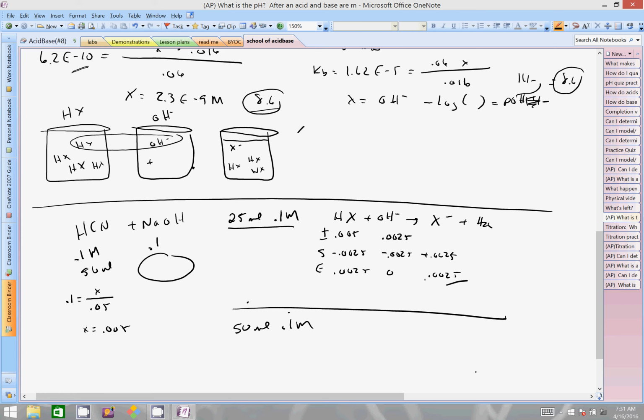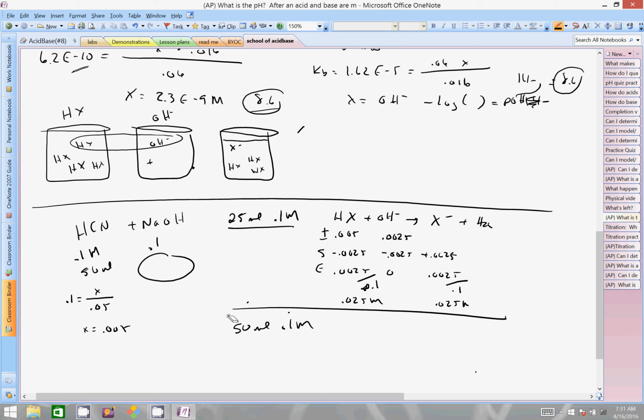This is 0.0025. Divide by the new volume. You'll notice that these two volumes are identical. The new volume would be 50 milliliters plus 50, which is 100 milliliters, or 0.1 liters. So 0.0025 divided by 0.1 is just going to be 0.025 moles per liter.